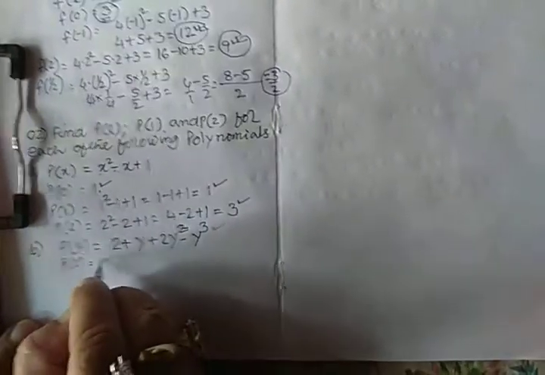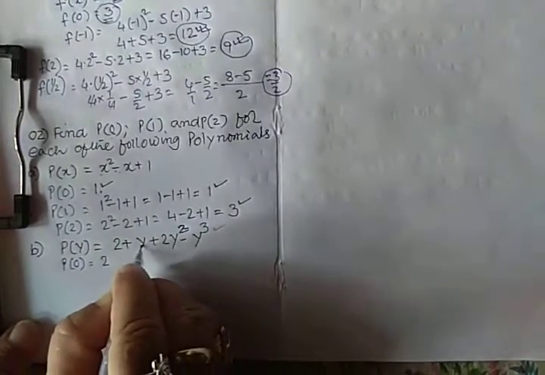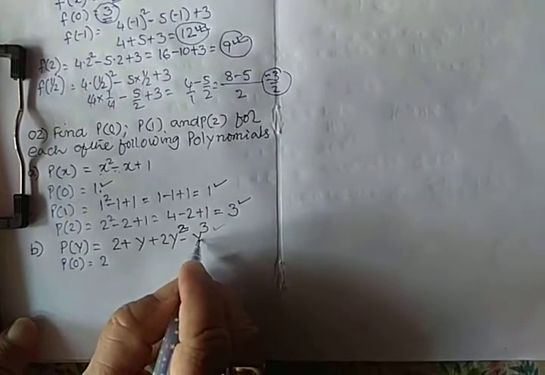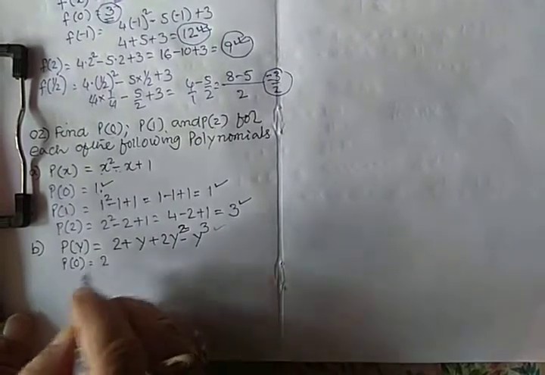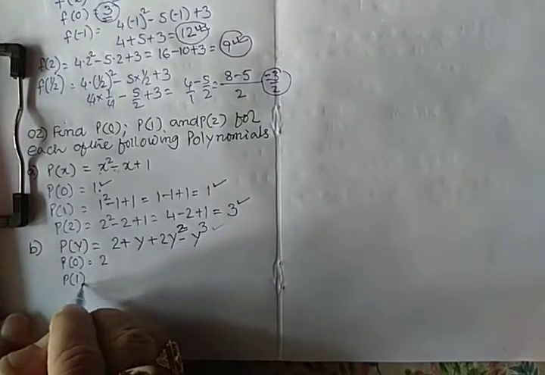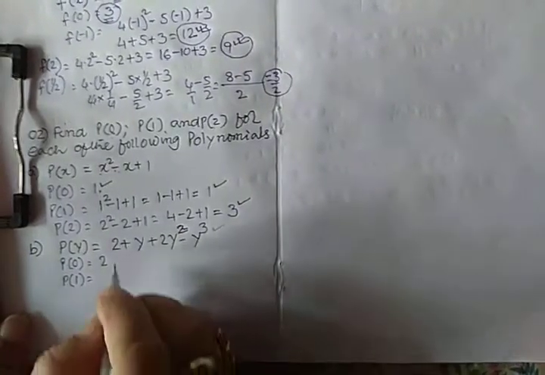P(0) is equal to 2. This becomes 0, this becomes 0 and this becomes 0. So the value of this polynomial at 0 is 2. So now P(1), at 1, what happens?